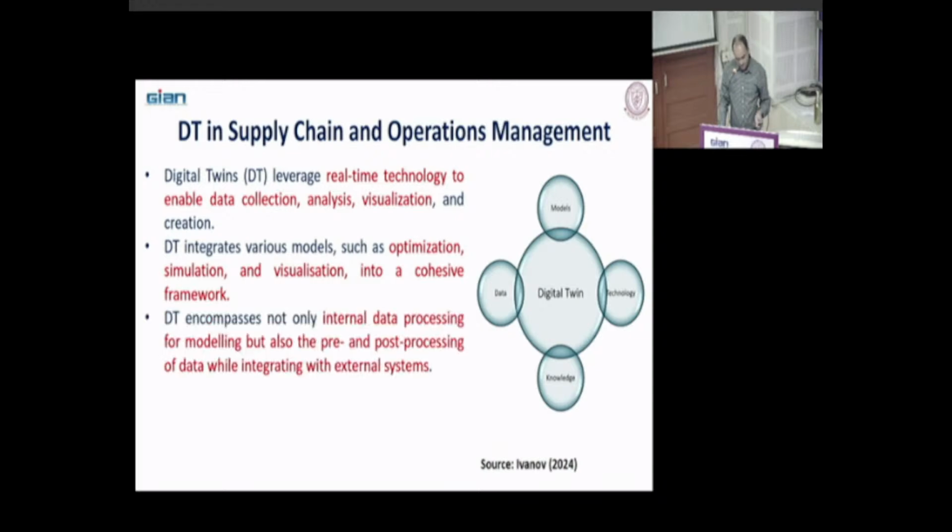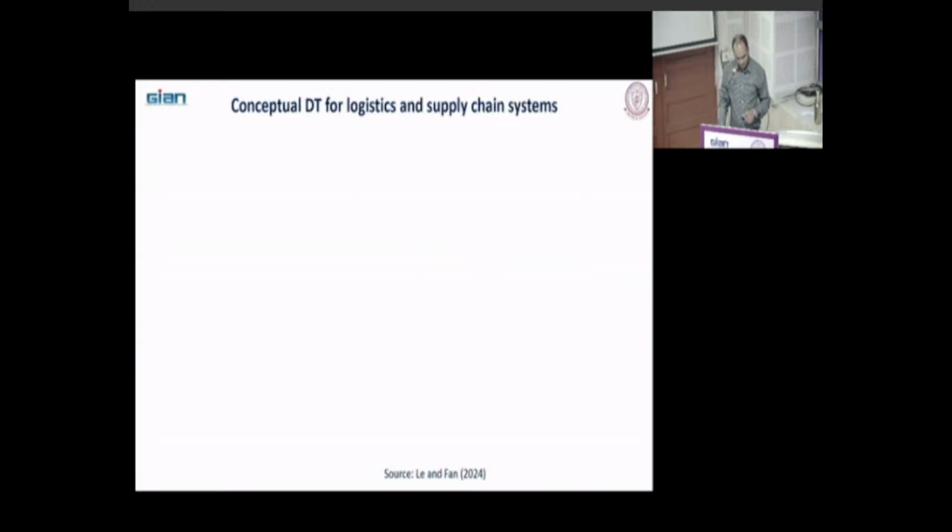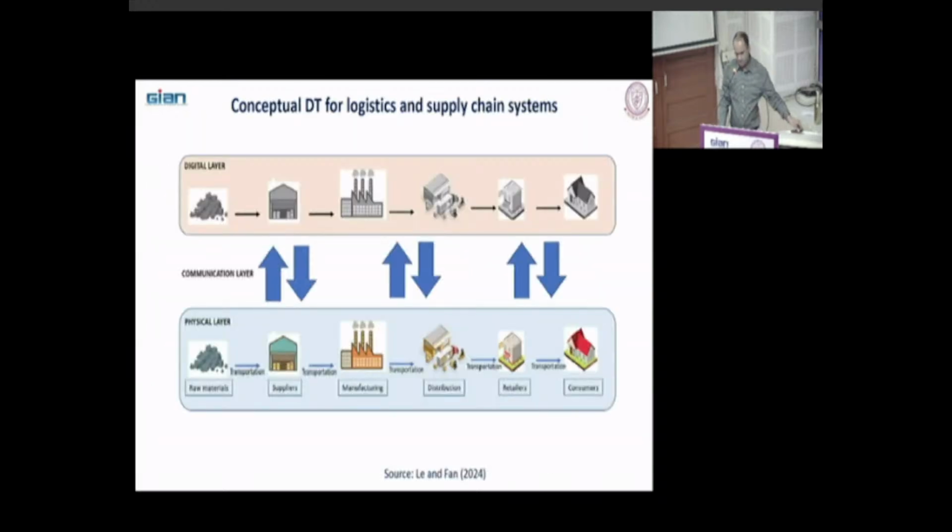It includes internal data processing as well, and sometimes it collects external data as well. It serves as a knowledge-oriented system facilitating knowledge transfer, generation, and application through human-machine interactions. So this is one basic conceptual framework for a digital twin in a logistics and supply chain system.